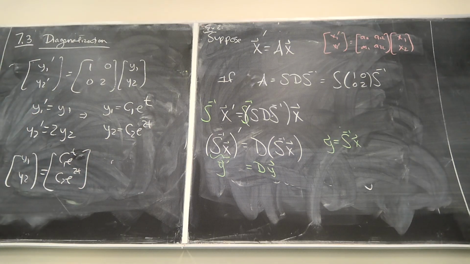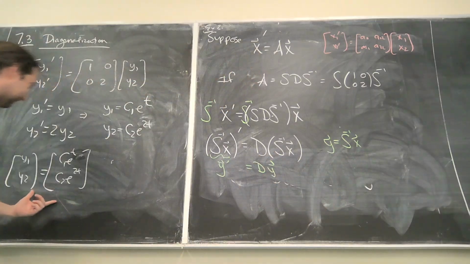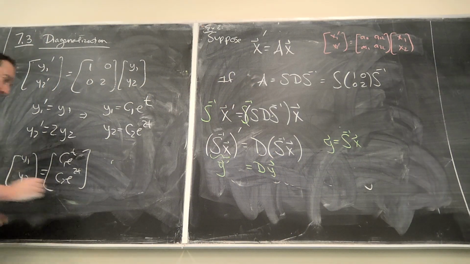Well, just like U substitution, I've used a substitution to turn this into a solvable problem, but it's not the problem I wanted to solve. The problem I want to solve was in terms of x. How can I get the x back again? Well, if y is equal to S inverse x, then isn't x just equal to S times y?